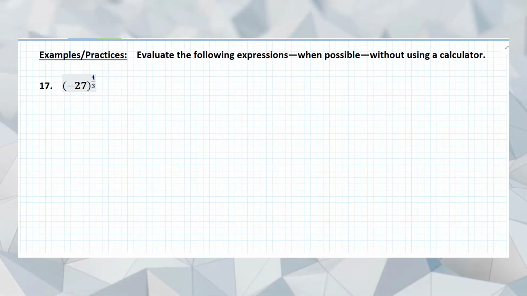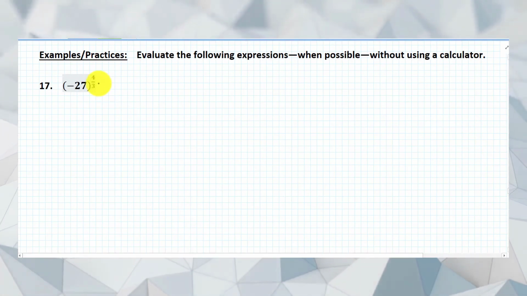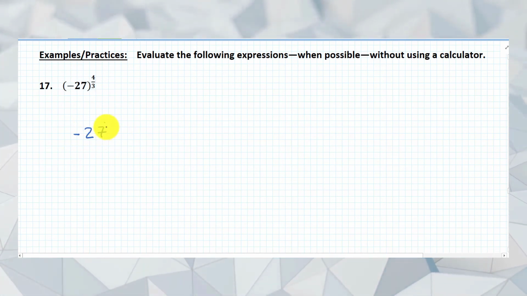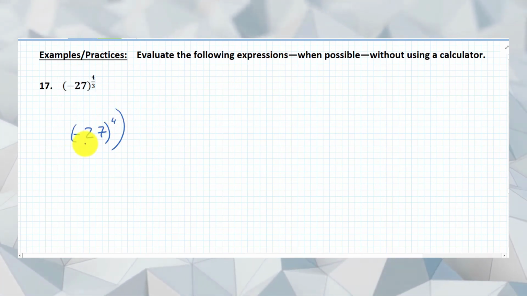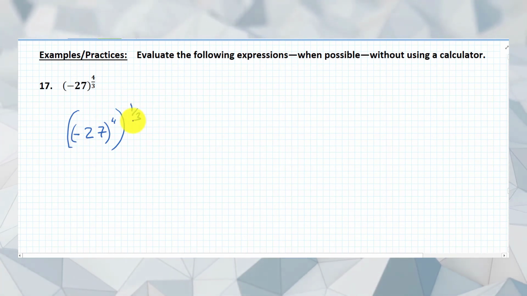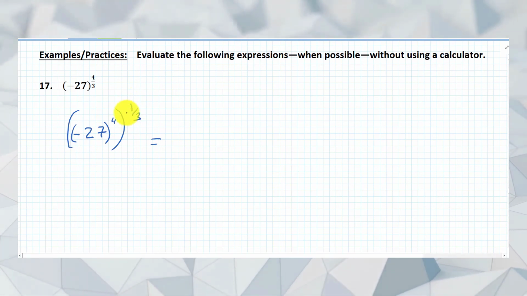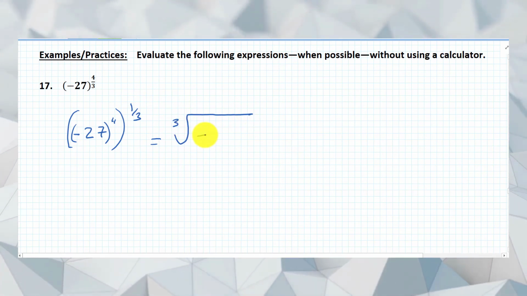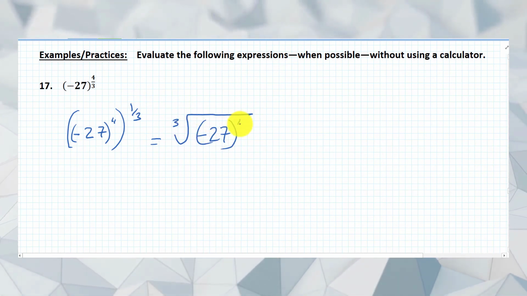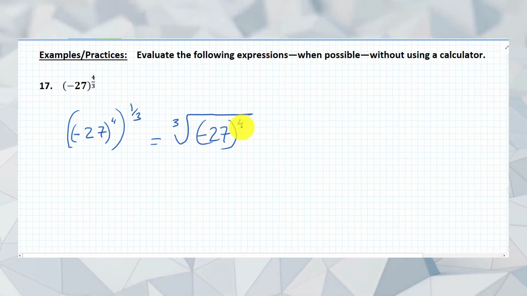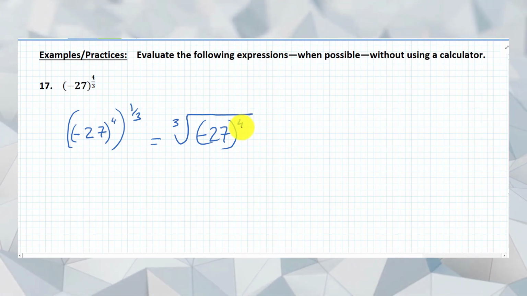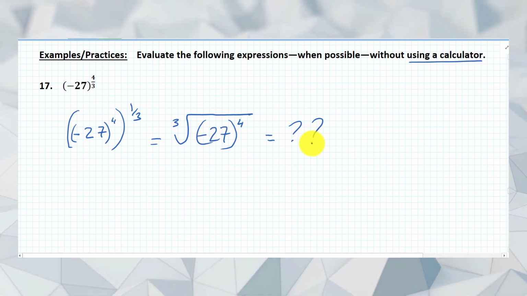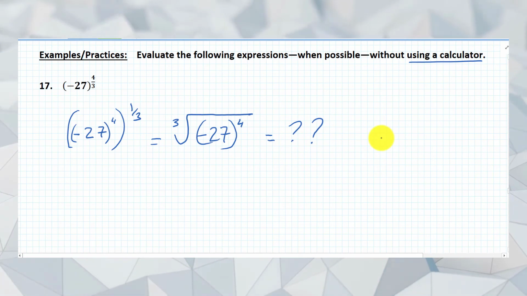Okay, so in example 17, I have negative 27 to the 4/3, right? So I can look at it as negative 27 to the 4th, to the 1/3. In this case, I will take the cube root after I raise negative 27 to the 4th. Now, I don't know about you, but personally, I don't know what negative 27 to the 4th is. So if I don't have a calculator, I'm stuck right here. Okay, let's look at the other way to do that.